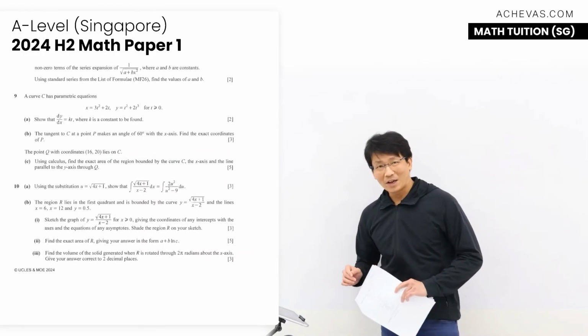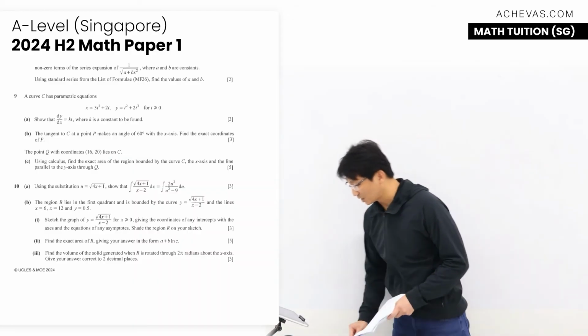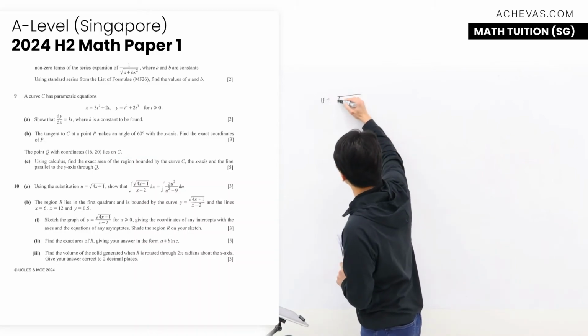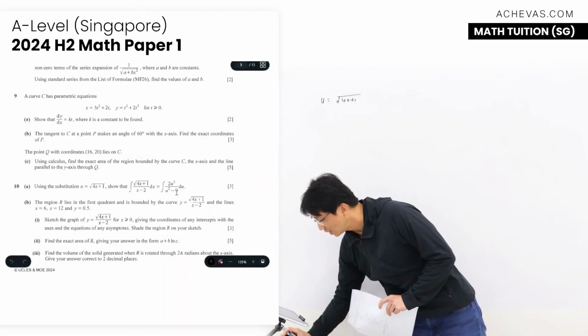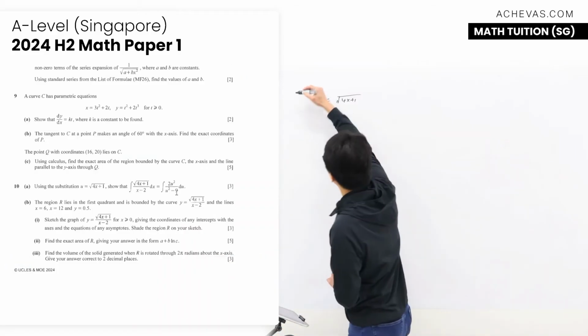Let us take a look at question number 10 now. For question number 10a, we are supposed to use the substitution of u equal to square root of 4x plus 1 and to reduce this particular integral into this expression here, which we are supposed to show.